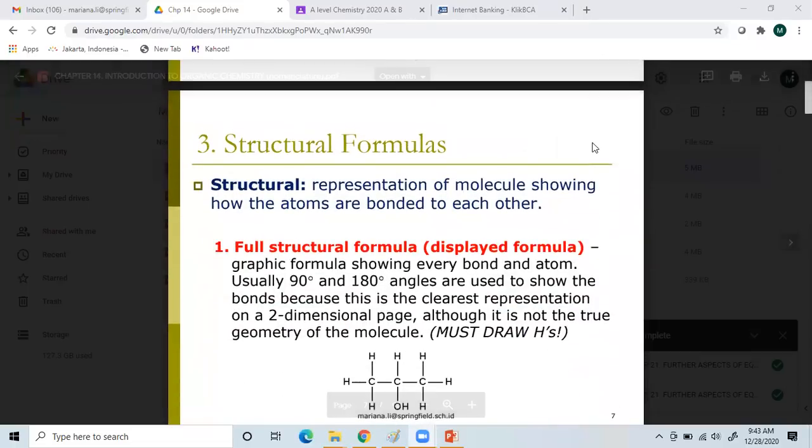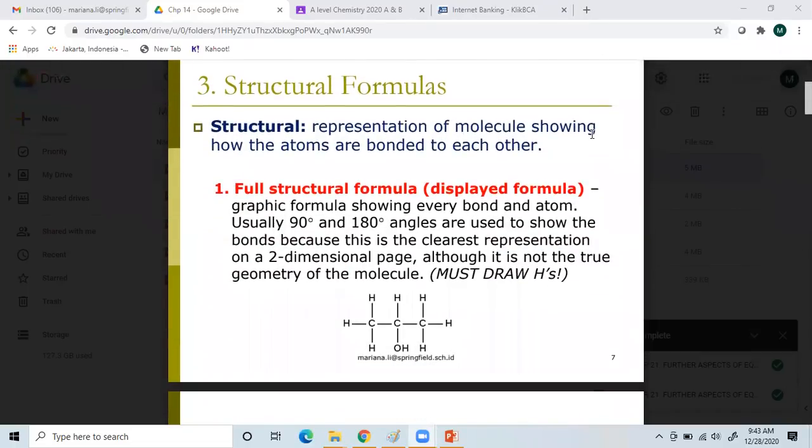The third type of formula is called structural. Structural formula is the representation of molecule showing how the atoms are bonded to each other. The first structural formula is called displayed formula. In this displayed formula, every bond will be shown. This formula shows every bond and atom, usually 90 and 180 degree angles are used to show the bonds.